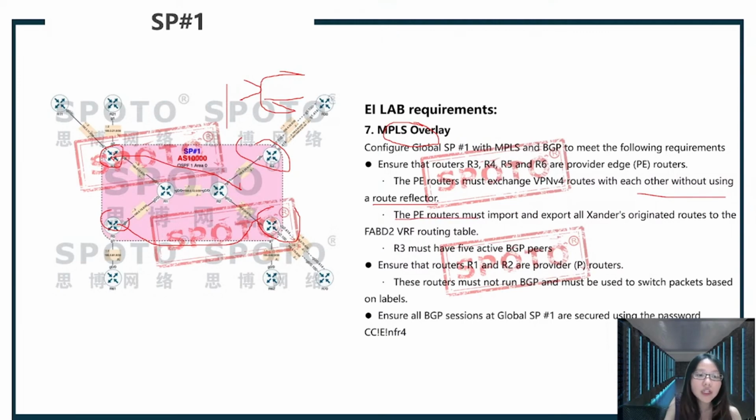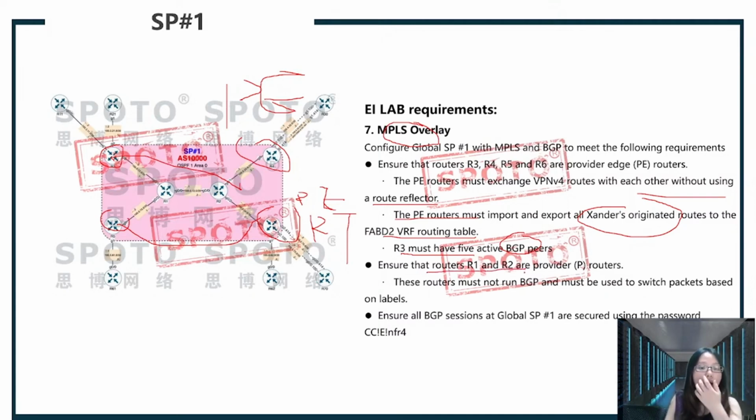And the PE router must import and export all originating routes to a VRF routing table. So we need to know the PE needs to import and export all routes into the VRF. So we need to configure the corresponding RT. Route target needs to be configured on the PE. And router 3 must have 5 active BGP peers.